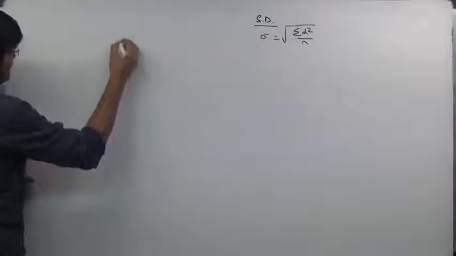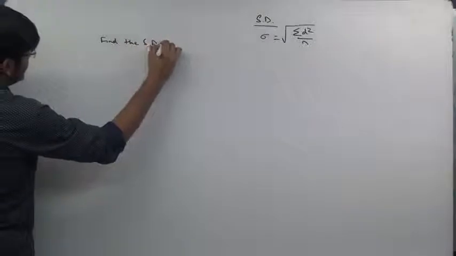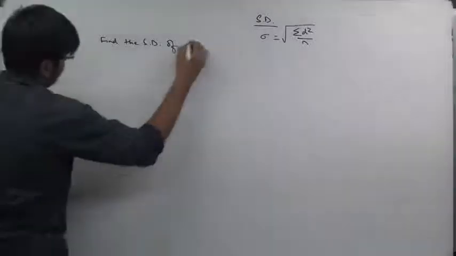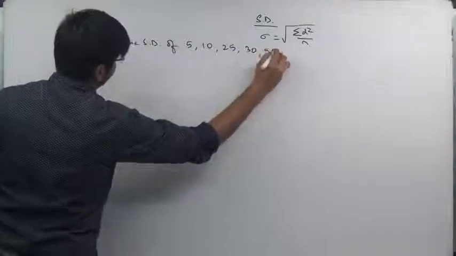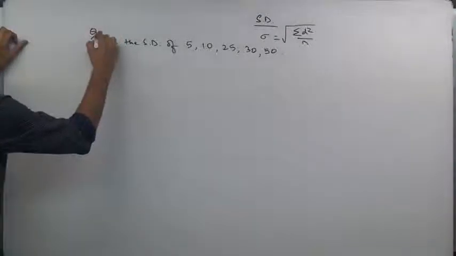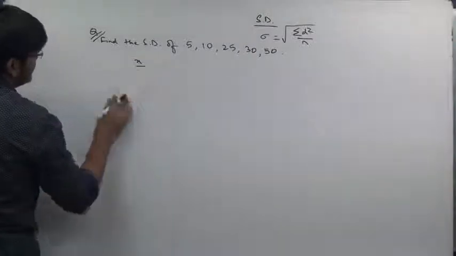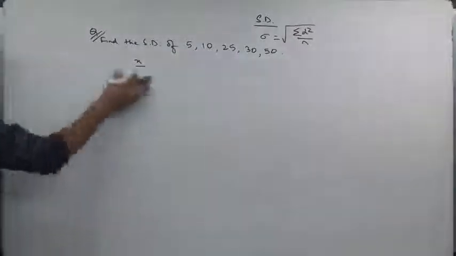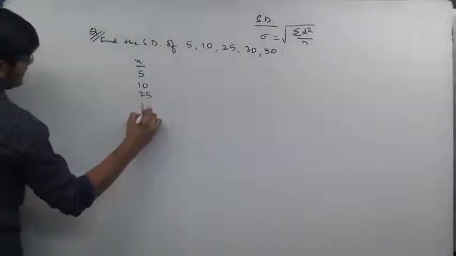So let's take any series. Say the given series is: find the standard deviation of 5, 10, 25, 30, 50. This is the question that we have. The best way to solve a statistical problem is in tabular format. Hence, since only these numbers are given, we'll create a series out of it: 5, 10, 25, 30, 50.